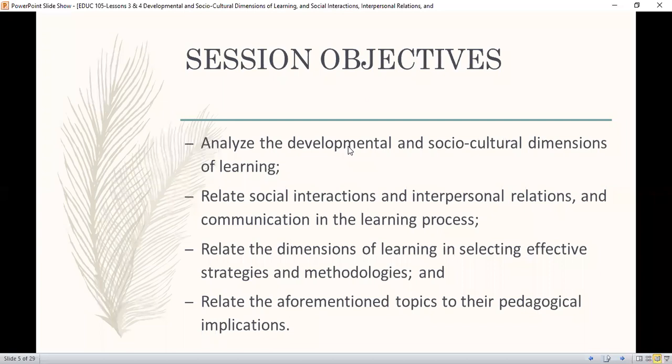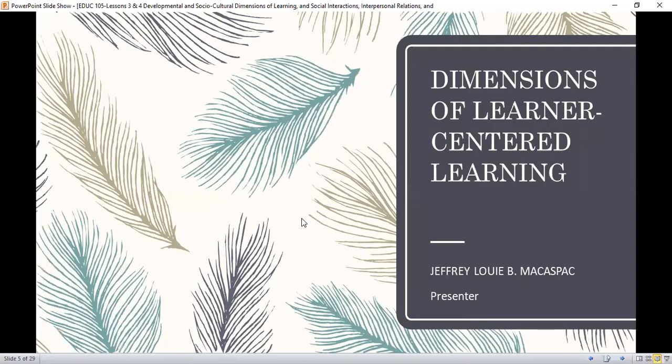Next, to relate the dimensions of learning in selecting effective strategies and methodologies, of course, because we are in the teaching field and you are aspiring teachers, and to relate the aforementioned topics to their pedagogical implications. So pedagogical, that relates to teaching. So again, our topic has something to do with the dimensions of learner-centered learning, okay?